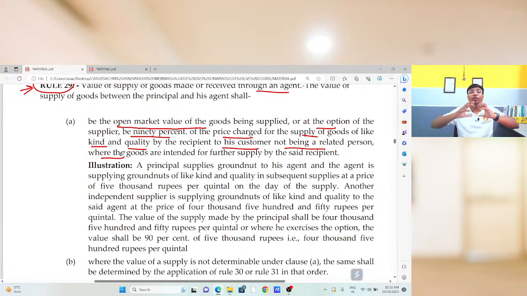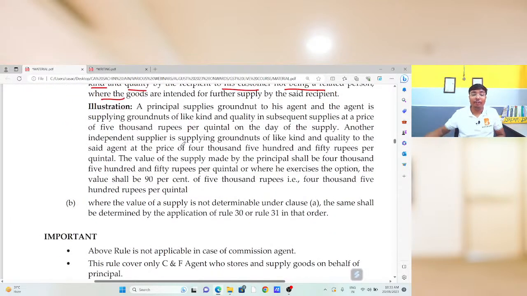Second option: suppose I am going to transfer that particular mobile phone to my agent. In that case, I may take as the value of supply 90% of the value which is charged by that particular agent in the domestic market. Suppose the agent is going to sell this type of mobile phone in the market at the rate of 20,000 rupees per mobile phone. In that case, I may take 90% of that 20,000 rupees. That means I may take 18,000 rupees as the value of supply. These two options are in my hand. And if I am not going to opt for these two options, then the third and last option is that I can take reference of rule number 30 and rule number 31.